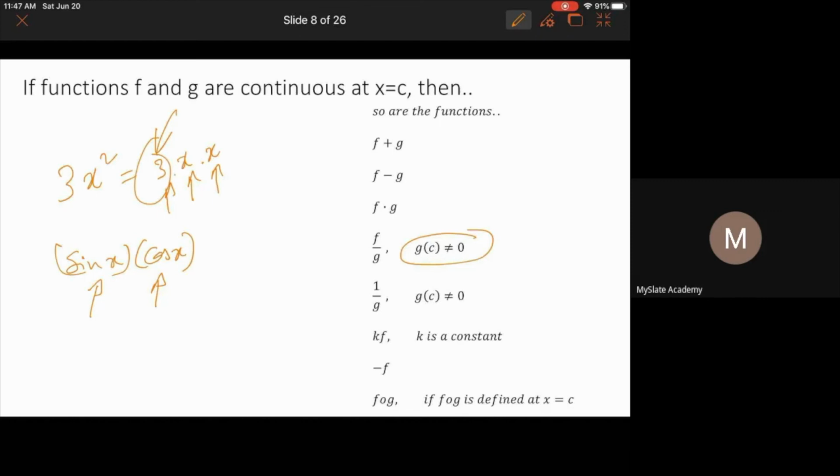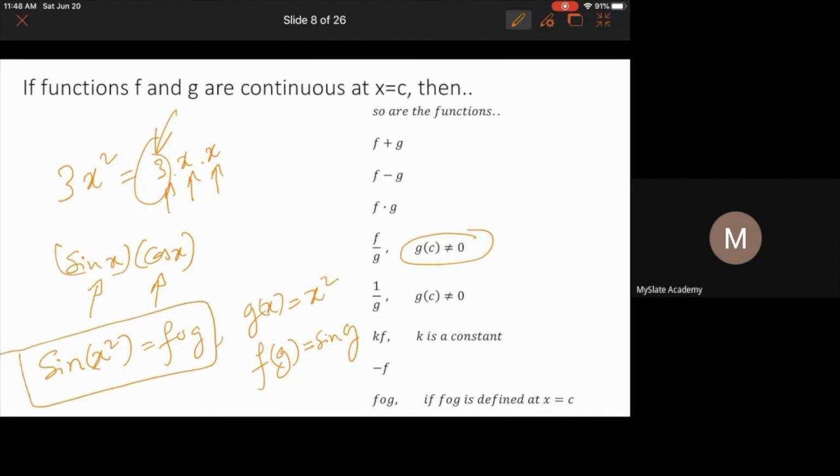f of g, right? So let's look at a simple example there. So think of a function, let's say sine x square. Okay, so you could think of this as f of g, right? Where g of x could be written as x square, and f of g could be written as sine g, right? So therefore, f of g is sine g, which is sine of x square, right? And we know already that x square is a continuous function and sine g is a continuous function. So therefore, sine x square would be a continuous function, right? So that's where we end this topic.